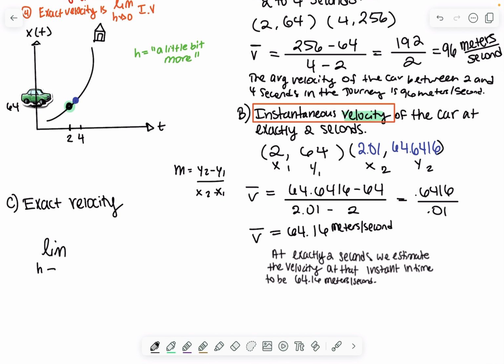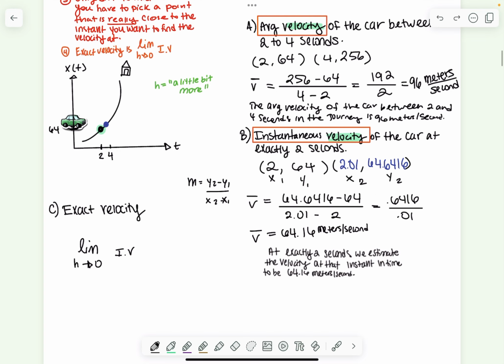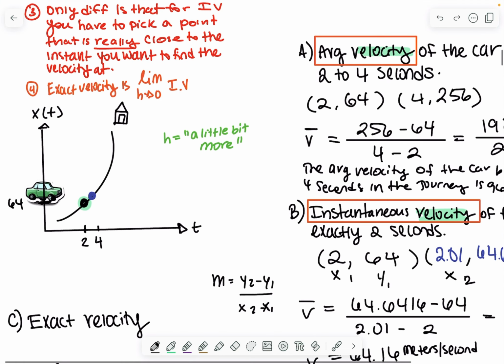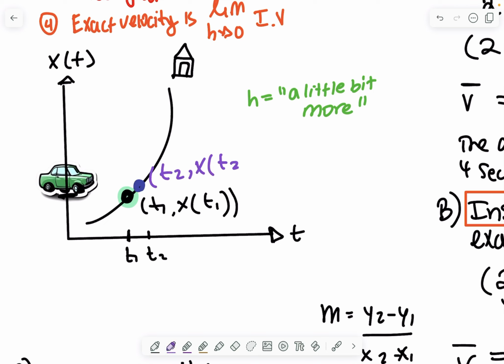And the way that we do that is by taking the limit as h goes to 0 of the instantaneous velocity. But I'm not talking about this. I'm talking about the second way to view instantaneous velocity, which I covered in the last video. So another way to view instantaneous velocity is, let's go back to time 1, time 2. This point right here is time 1, and then whatever the position is at time 1. And then this point right here is time 2, and then whatever the position is at time 2.